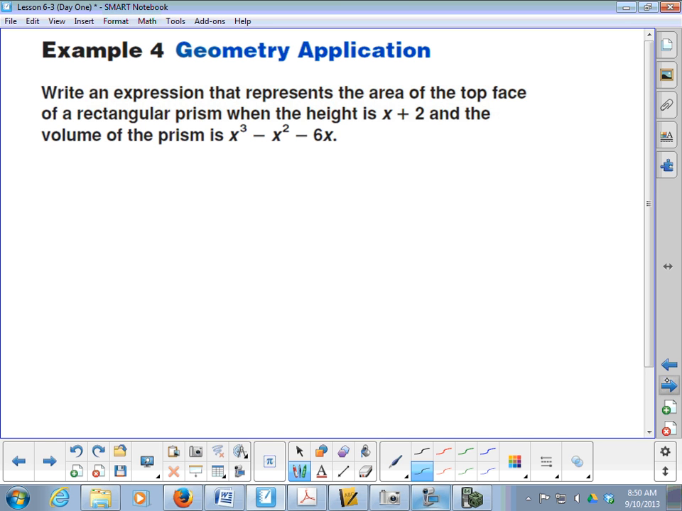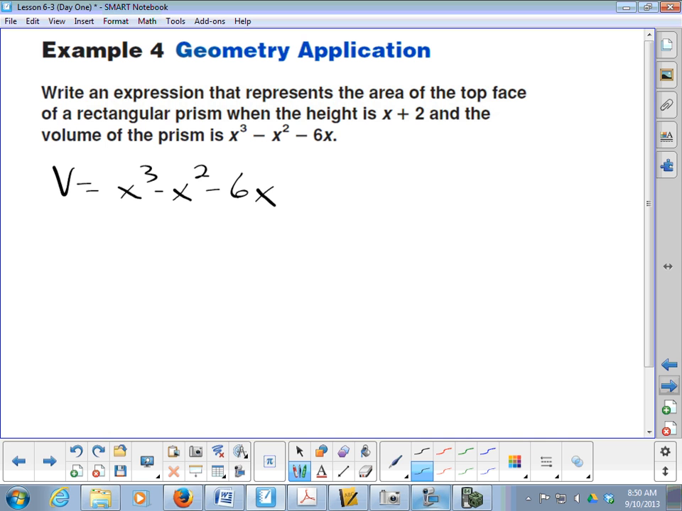Okay. So this says, write an expression that represents the area of the top face of a rectangular prism when the height is x plus 2 and the volume is x cubed minus x squared minus 6x. So basically what we're going to do is some division. But factoring is a type of division also. So let's take a look at this. We've got our volume is equal to x cubed minus x squared minus 6x.